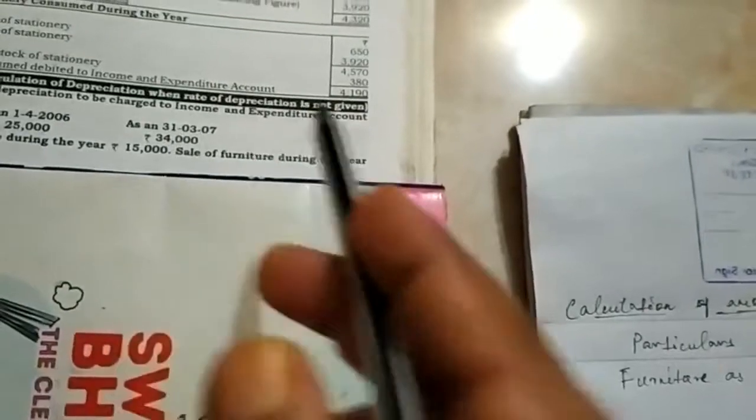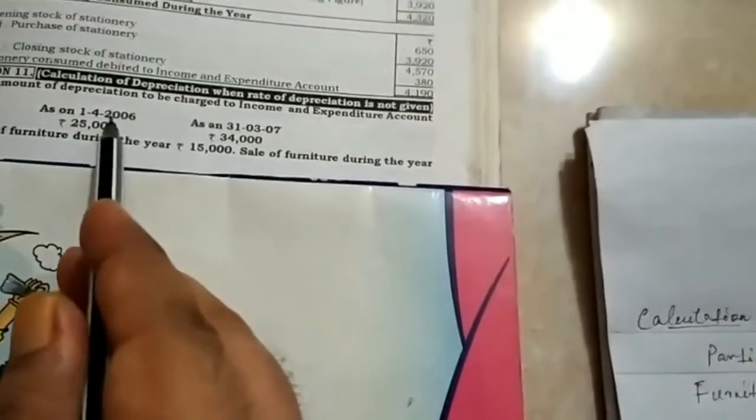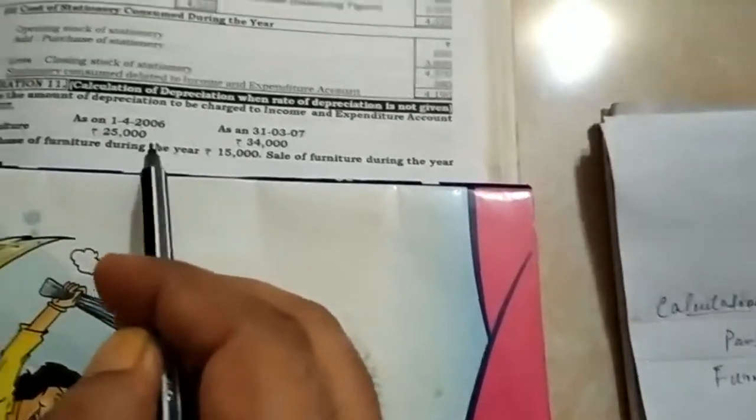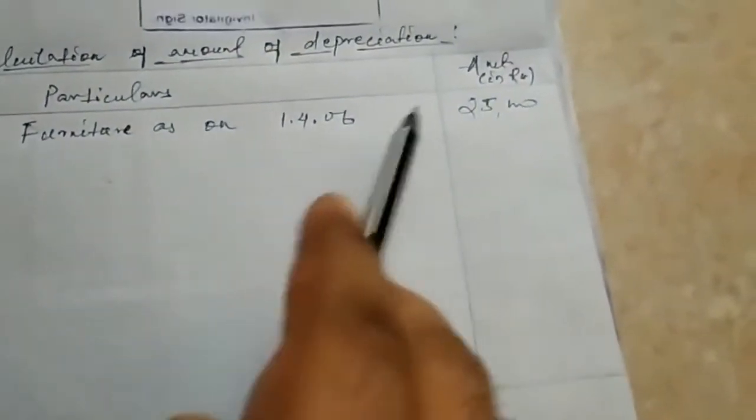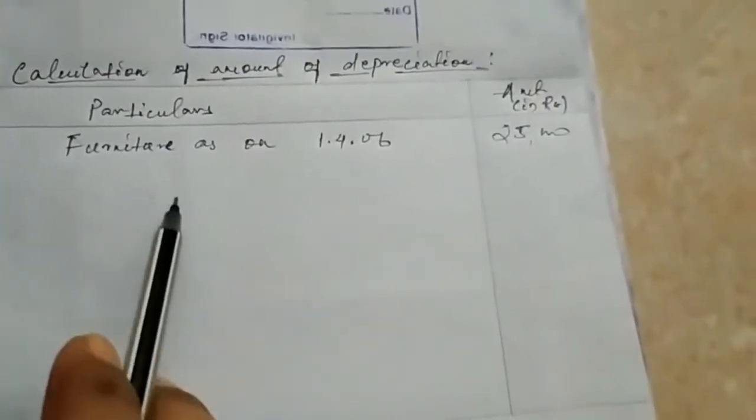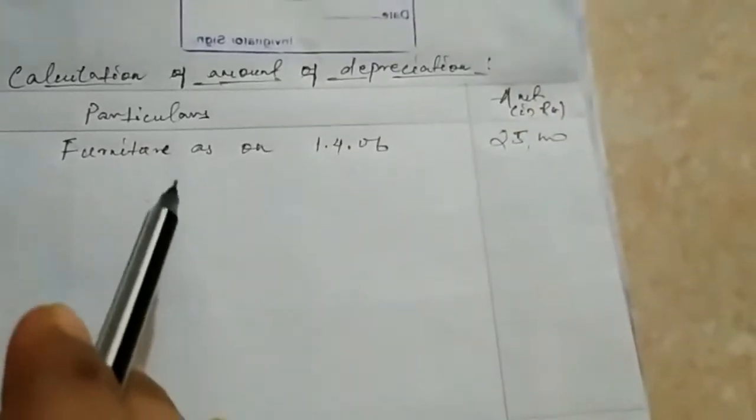And it says as on closing date it is 34,000. But see, within this gap there is a year, and within this year there are two more transactions, that is furniture is purchased and furniture is sold. Now see students, opening balance of furniture is given. So if you purchase the furniture during the year, what should be done? It will be added or it will be deducted. Is it clear or not?